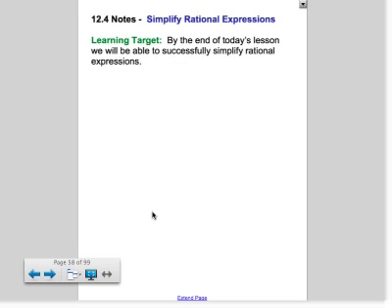Alright, in section 12.4 here, we're going to look at simplifying rational expressions. This closely relates to the factoring and things that we've done previously in the semester. So hopefully some of these ideas, as we start talking about them, come back to the front part of your brain. And maybe not literally the front part, but you understand what I'm saying. And you guys are able to pick up on this pretty quickly.